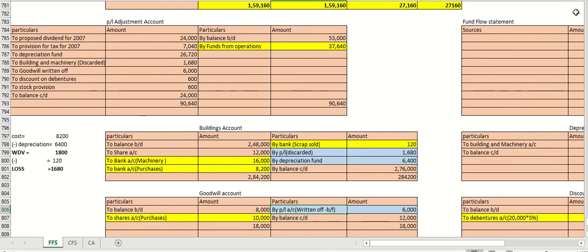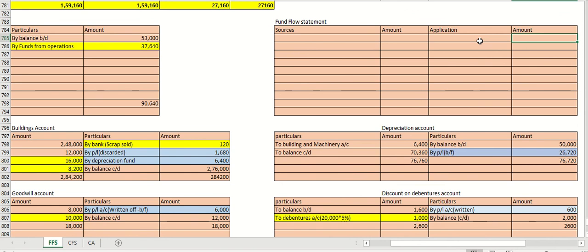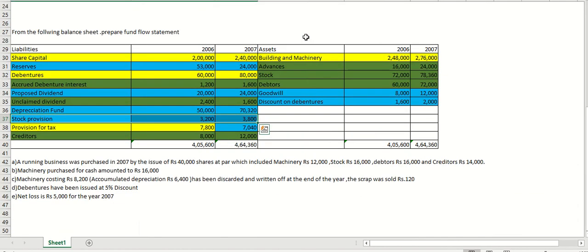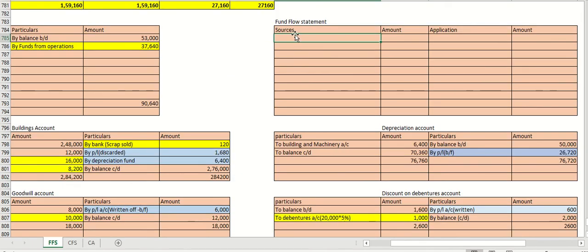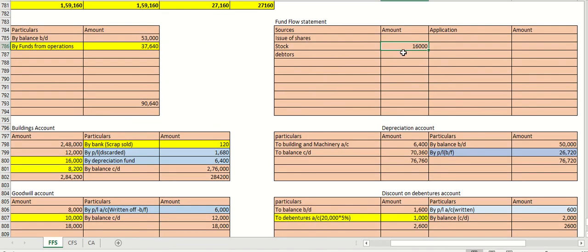So now let's move on to the fund flow statement. So your fund flow statement, we will start up with our share capital. So issue of shares, you will not account the entire issue of shares of rupees 40,000, only to the extent of stock and debtors you will account it, because the other two we have accounted in their respective ledger accounts. So stock is 16,000. How do we get the 16,000? In the adjustment, stock 16,000, debtors 16,000.